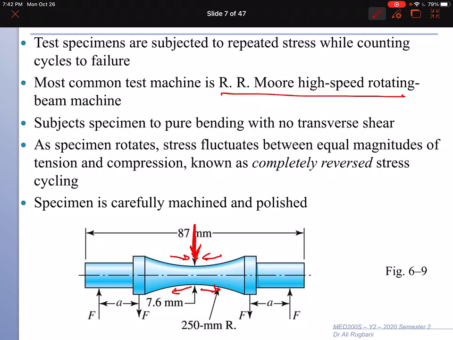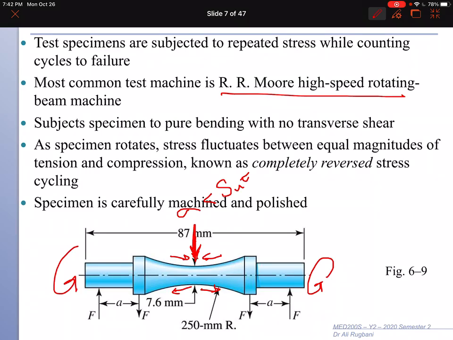Now we take a new test specimen, and in this case, stress is kept under ultimate strength, so we don't break the test specimen. Now we rotate this test specimen.